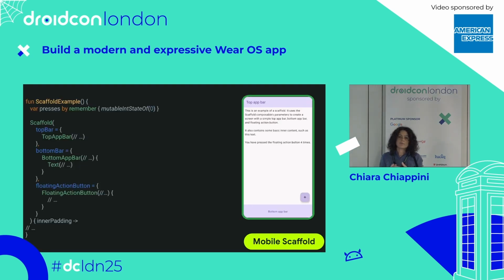All right, as with many Compose apps, let's start with Scaffold. Scaffold on Wear OS is different from the Scaffold you may be familiar with in your phone app. In Compose, you have a scaffold that accepts several composables as parameters. Among these, we find the top bar at the top, the bottom bar, and the floating action button at the bottom right corner of the screen.